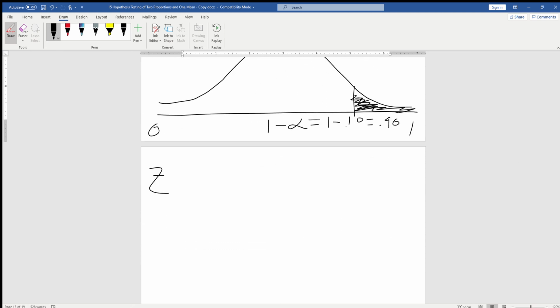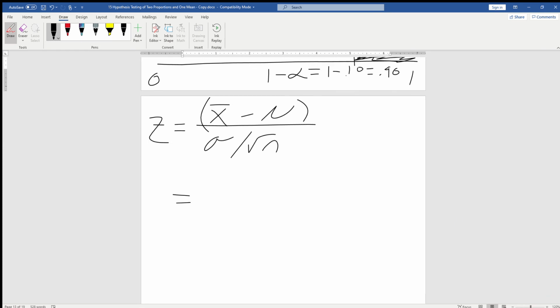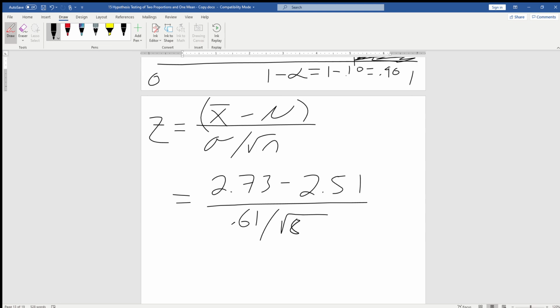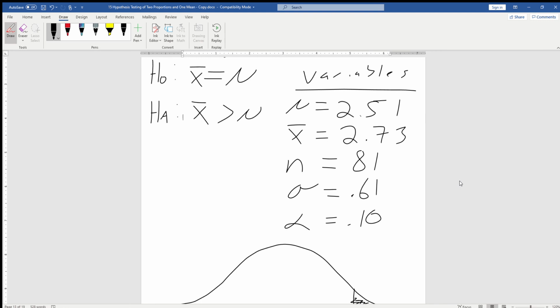We're going to compute the p-value. First, we need to get a z-score. Our formula for z is x bar minus mu over sigma over square root of n. I'm going to substitute what we know about x bar, mu, sigma, and n back into our formula. We know that x bar is 2.73, mu is 2.51, sigma is 0.61, and n is 81. We go back up and find all 4 of those variables that we're substituting into our formula.